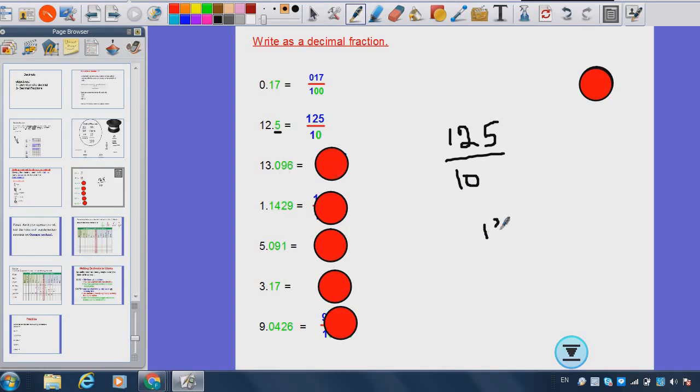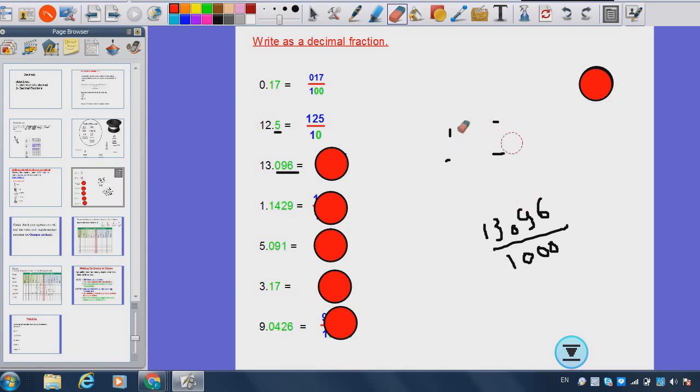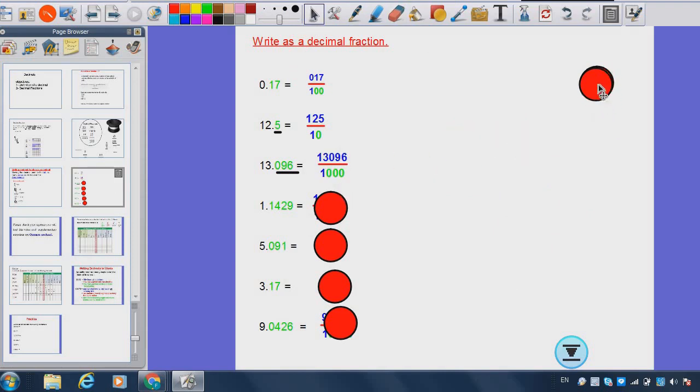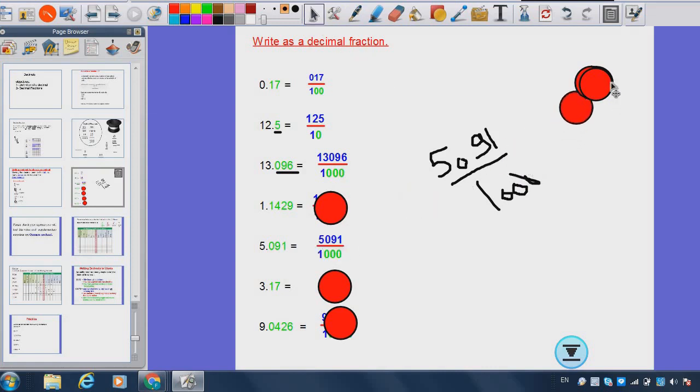13.096. So I will remove the decimal point over 1. I have 3 digits after the decimal point, so I will put 3 zeros. Next, .09. I will remove the decimal point over 1. We missed that. I have 3 digits after the decimal point, so I will put 3 zeros. So it will be 5091 over 1000.